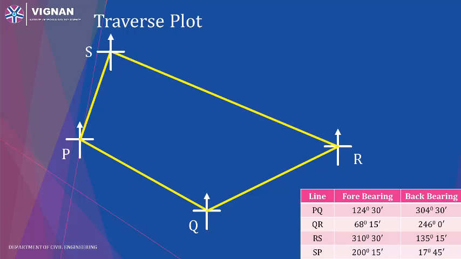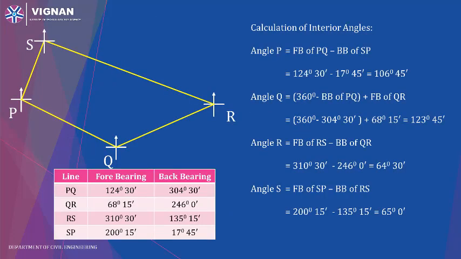When the traverse plot is done, now you have to calculate the interior angles. We'll look station by station. Now let us take station P. Angle P can be calculated as fore bearing of PQ minus back bearing of SP. Angle Q can be calculated as back bearing of PQ is deducted from 360 degrees and fore bearing of QR is added.